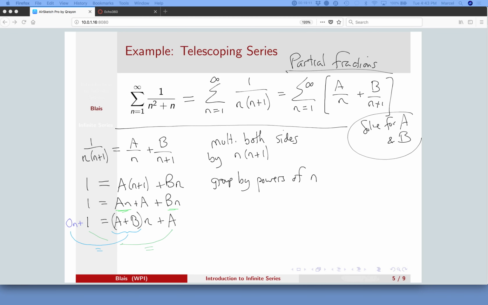So this results in two equations, two unknowns. The first, the blue equation here, will be a plus b equals 0, and then the green will be a equals 1. So we have two equations, two unknowns, and we see a equals 1, and this means that b equals minus 1.